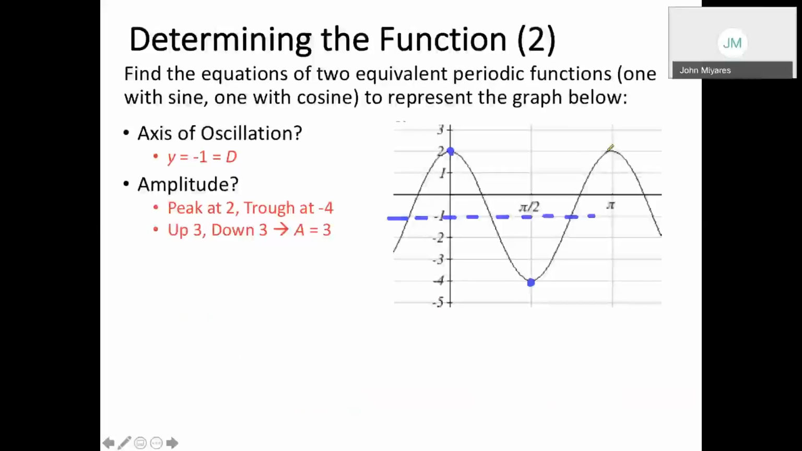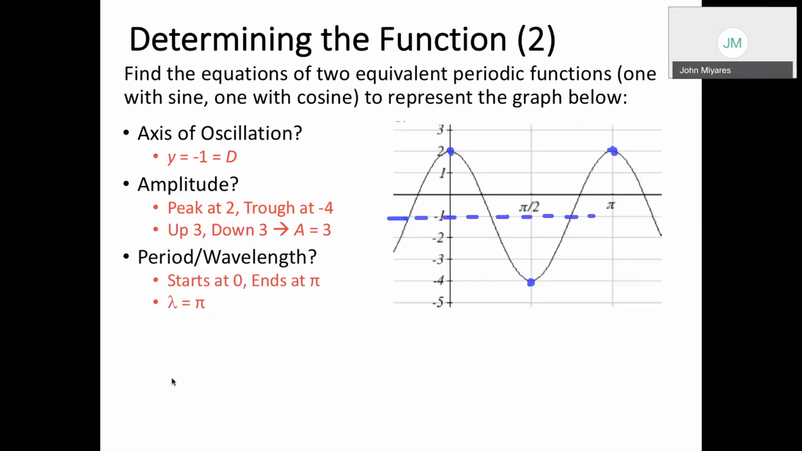For the period or the wavelength, we see we have the graph, the first peak starting at x equals 0, and I have another peak at x equals pi. So that's going to make my wavelength pi. To compute the value of b for this equation, then, we will take 2 pi divided by the wavelength pi, which will reduce to just 2.